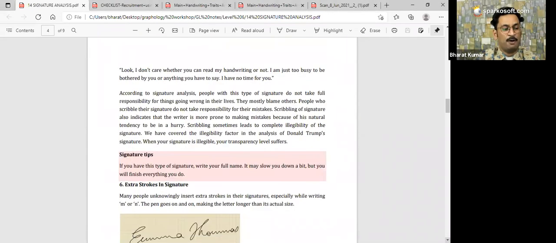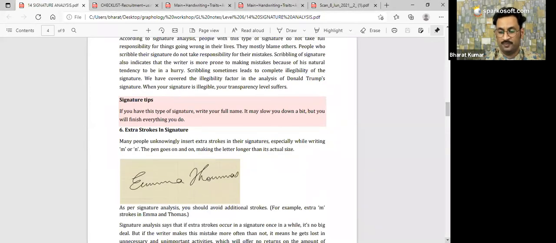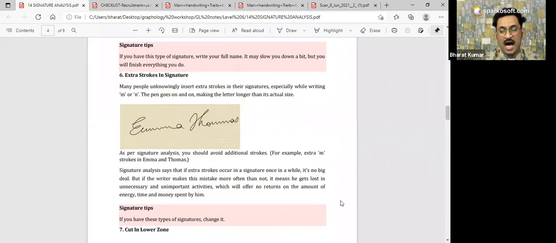Sixth type of signature: extra stroke in signature. Okay, Meenu, check your signature now. This is written Emma. In case of Emma, unnecessarily many M-like structures are there. Many people have these kinds of signature. Like they want to write Thomas, but they have an extra stroke. And this extra stroke is really bad. While writing especially M and N, they use this extra stroke. So these kinds of signature are not supposed to be good.